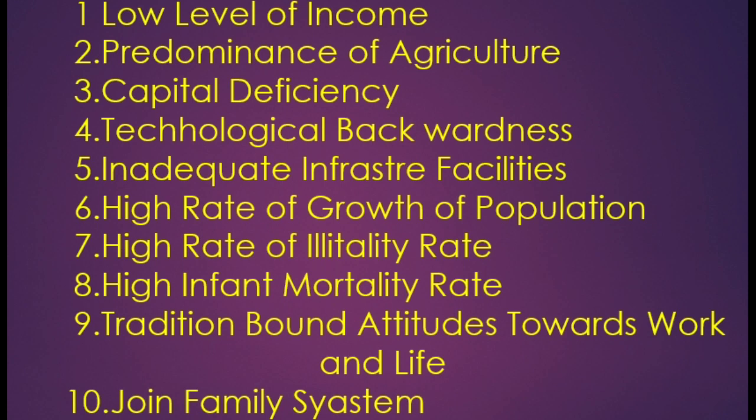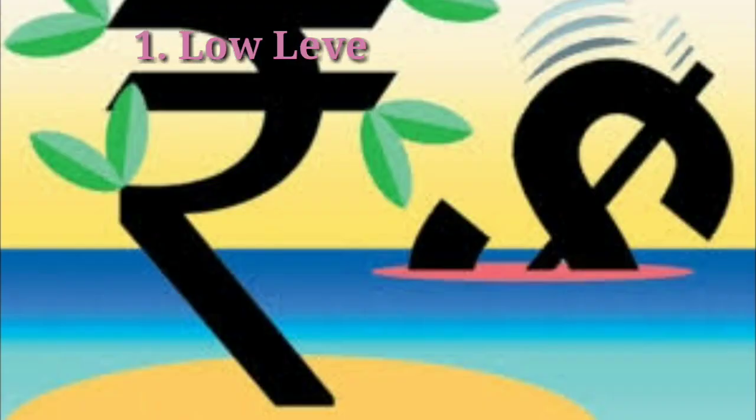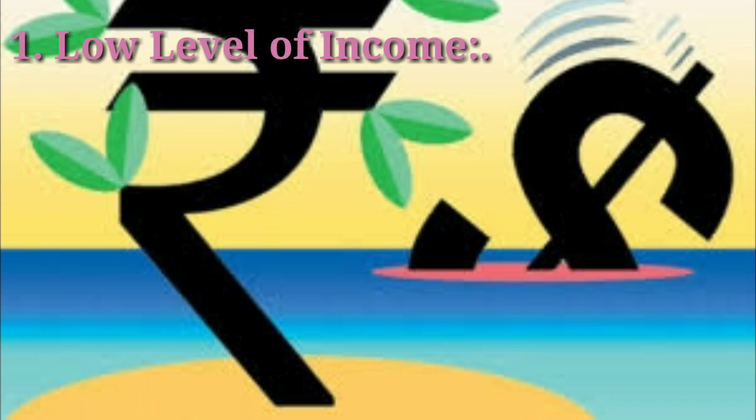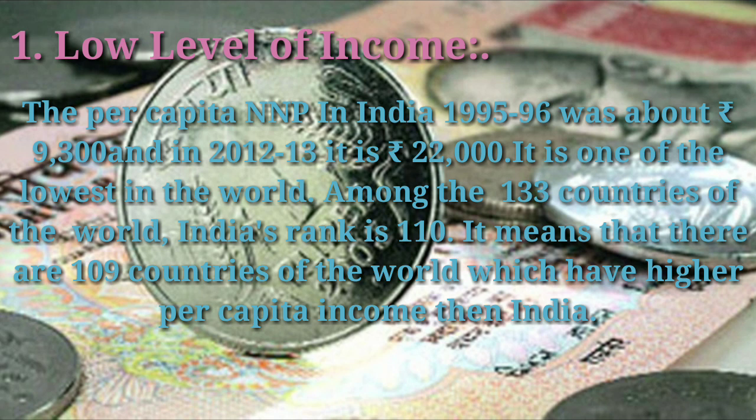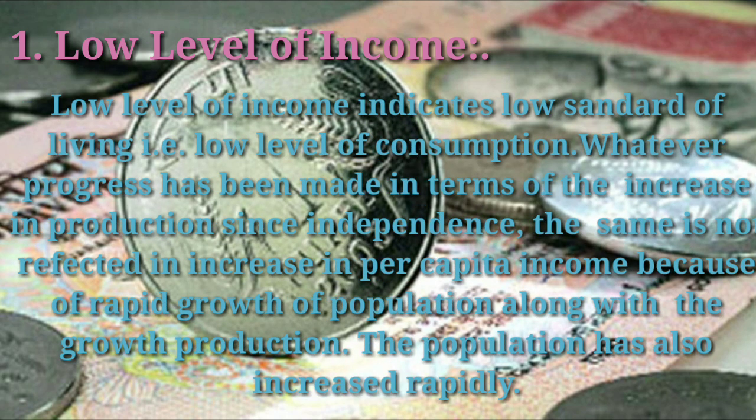So the first one is low level of income. Now going to the sub point. The per capita NNP, net national product, in India in 1995-1996 was about Rs 9,300, and in 2012-2013 it is 22,100. It is one of the lowest in the world. Among 133 countries of the world, India's rank is 110. It means that there are 109 countries of the world which have higher per capita income than India.